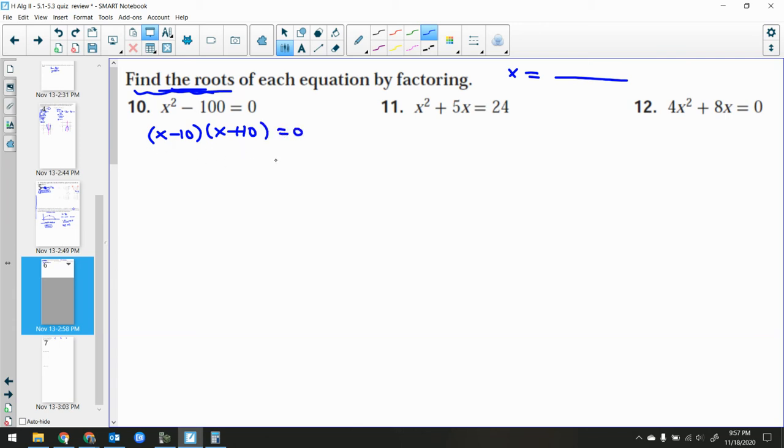Do not leave it like this. You have to solve for x. Oops, I forgot my equals 0. Add the 10, subtract the 10. So those are my two answers.